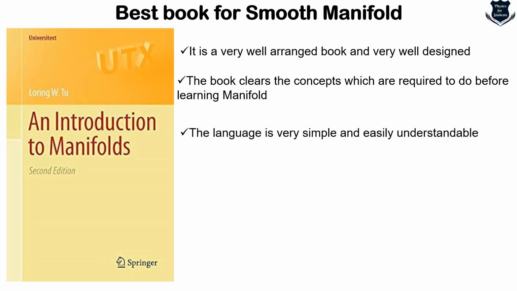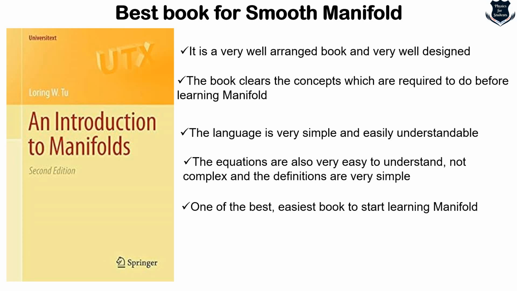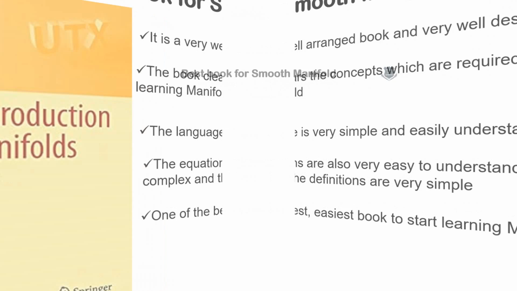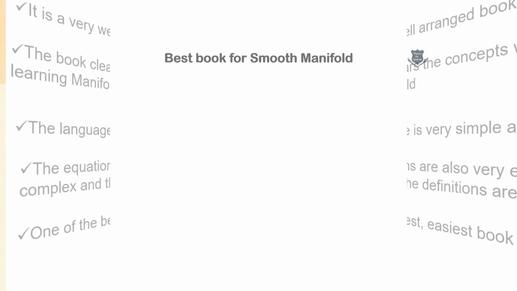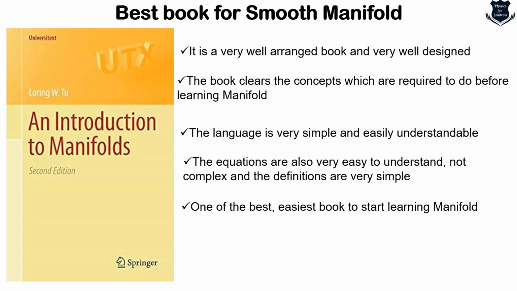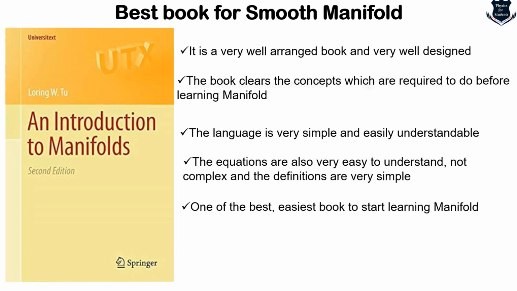This is, I mean to say, Loring W. Tu's book, which in my opinion is a very well arranged and very well designed book. The book clears up the concepts which you are required to know before learning manifolds. This point number 2 is very important. Why is it important? Because some students might not know the prerequisites. So the book does quite a good amount of justification to make you learn and understand the subject, and the equations and things are very clear. And also, I missed this part: it is one of the best books, and you can start learning smooth manifolds with this book.